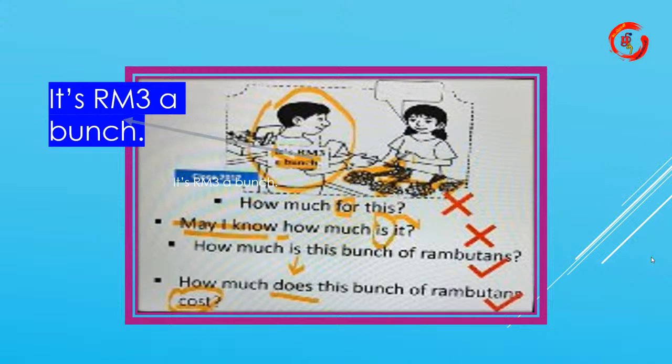The first one, how much for this? It's wrong, right? Second one, may I know how much is it? Number 3, how much is this bunch of rambutans? That's correct. And number 4, how much does this bunch of rambutans cost? So number 3 and number 4 are the correct answers.